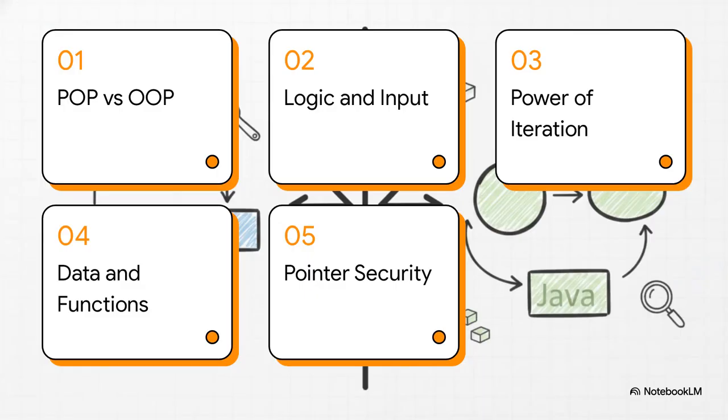Think of this whole explainer as building a bridge. To cross from that basic procedural logic into the world of language security, we're going to follow this structural blueprint. First up, two paradigms, POP versus OOP. Next, fundamental logic and input. Then, we'll hit the power of iteration, organizing data and functions, and finally, the pointer security divide.